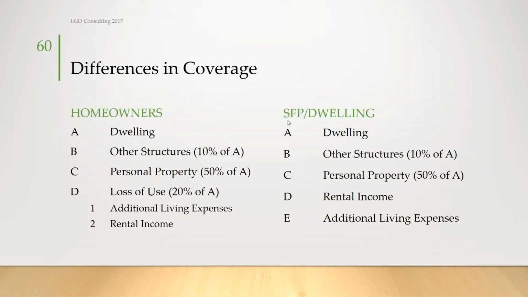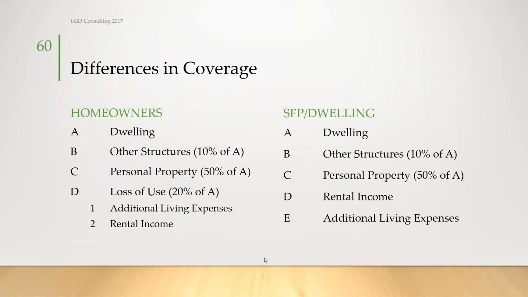A standard fire policy, a dwelling policy, the property side actually has five parts. The first three are exactly the same: dwelling, other structures, personal property. Instead of calling it loss of use, it's split up into rental income and additional living expenses. Loss of use is actually broken down into additional living and rental income. Why they did this, I don't know. So a standard fire policy, a dwelling policy, the property has five parts, use DOPRA, and then the homeowners has four property parts, which is DOPL.